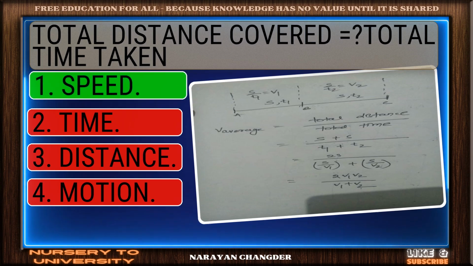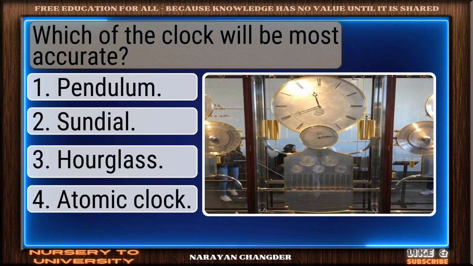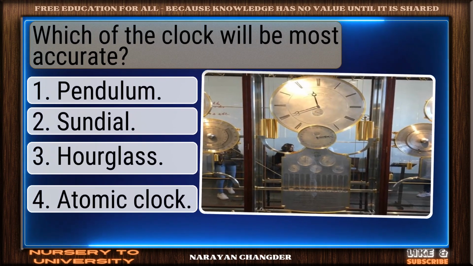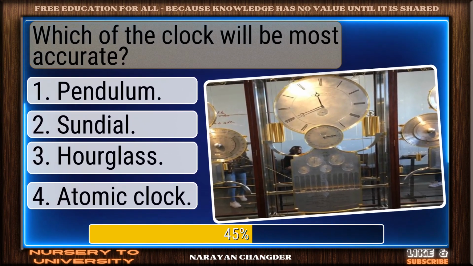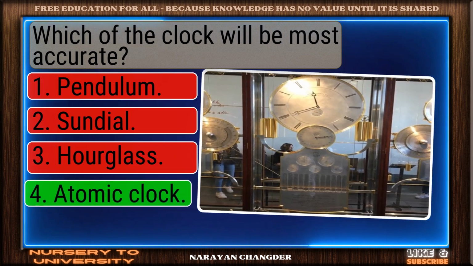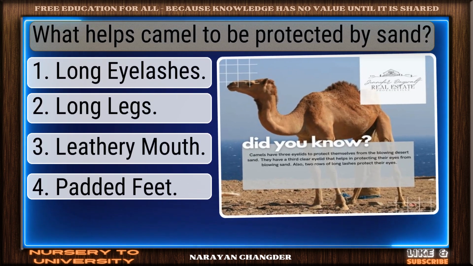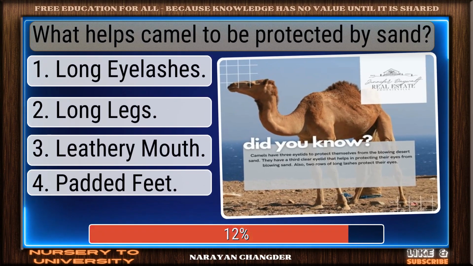On track. Speed is the correct answer. Question number 82. Which of the clock will be most accurate? Right choice. Atomic clock is the best answer. Question number 83. What helps camel to be protected by sand?